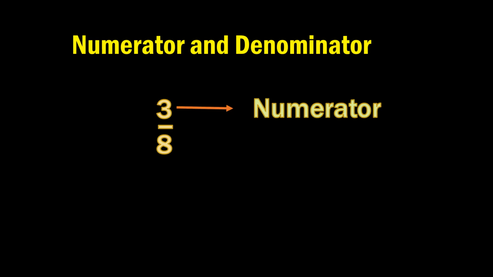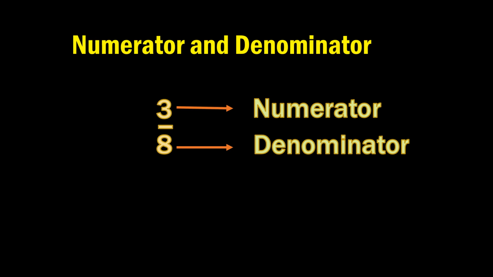A fraction has two terms, numerator and denominator. The denominator tells you how many parts the whole has been divided into. The numerator tells you how many parts are taken out of the whole. So the numerator is placed over the denominator and it is separated by a horizontal line.